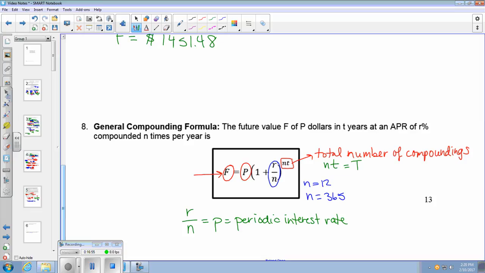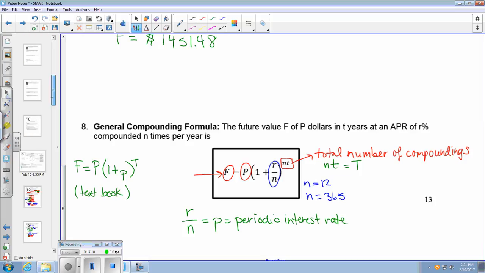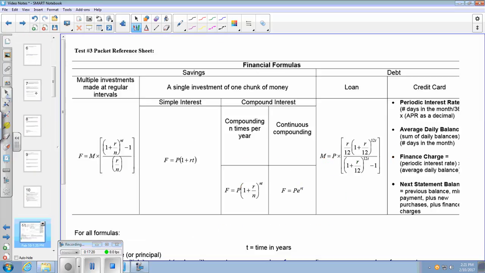Sometimes other texts or formulas put a capital T there instead. In that case, you might see the formula written as F equals P times (1 plus lowercase p) with a capital T in your exponent. And again, you may see this in our textbook, or in the help features in MyMathLab. Either way, remember the formula sheet we have, which should be somewhere in your packet.